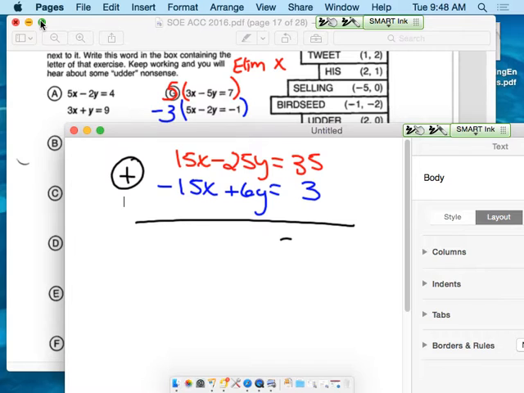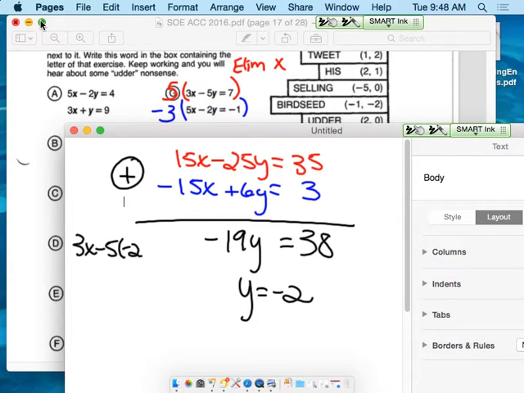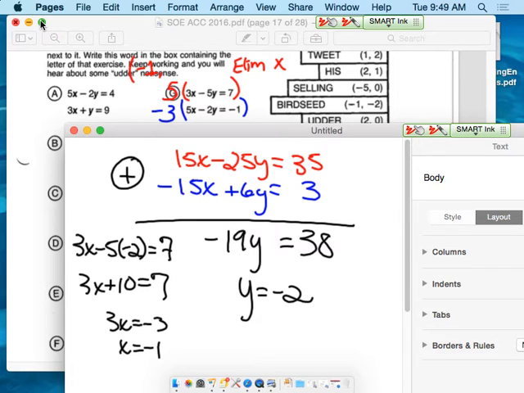And let's see, I'm going to have 38 equaling 38. This is going to sum out to 0, and I'm going to have negative 19y. So the value of y is going to be negative 2. And then to go back to either original equation, if y is negative 2, I'll just simply go into the first equation, let y become negative 2, and that means I'm going to have 3x plus 10 equals 7. So 3x is negative 3, therefore x is negative 1. So the solution for the set given in G would be the ordered pair negative 1, negative 2.